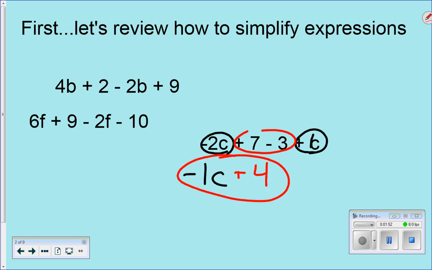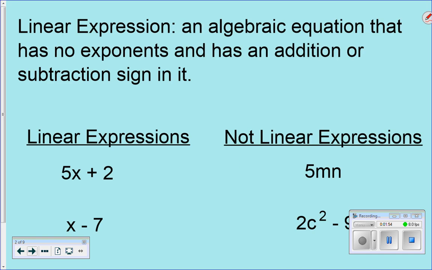Everybody remember how this goes today? Okay. So what I'm going to have you do is write the definition for linear expression first. And then I'm going to talk about some of these things. Okay, that sound all right? So definition first, and then I'll talk about what's on the bottom of this page.